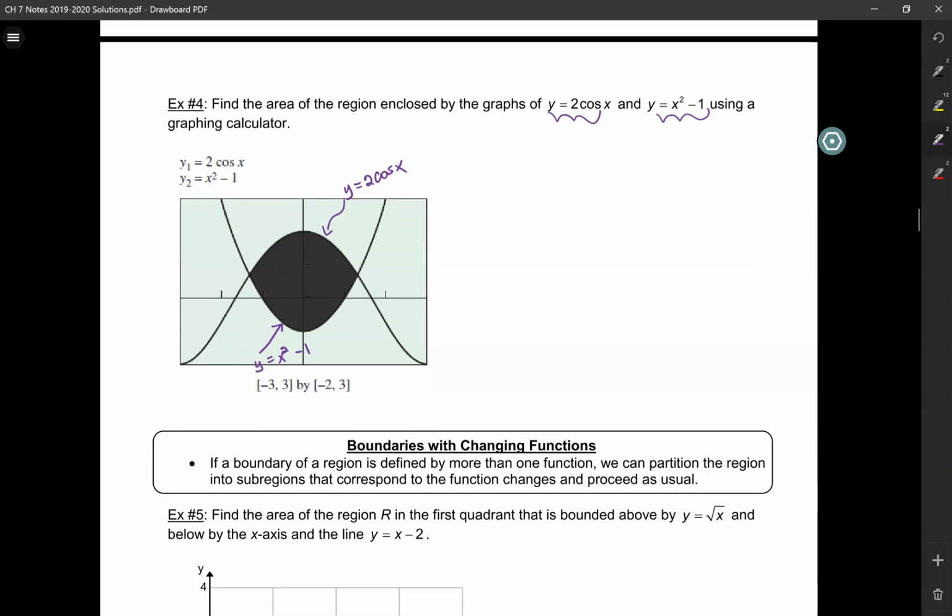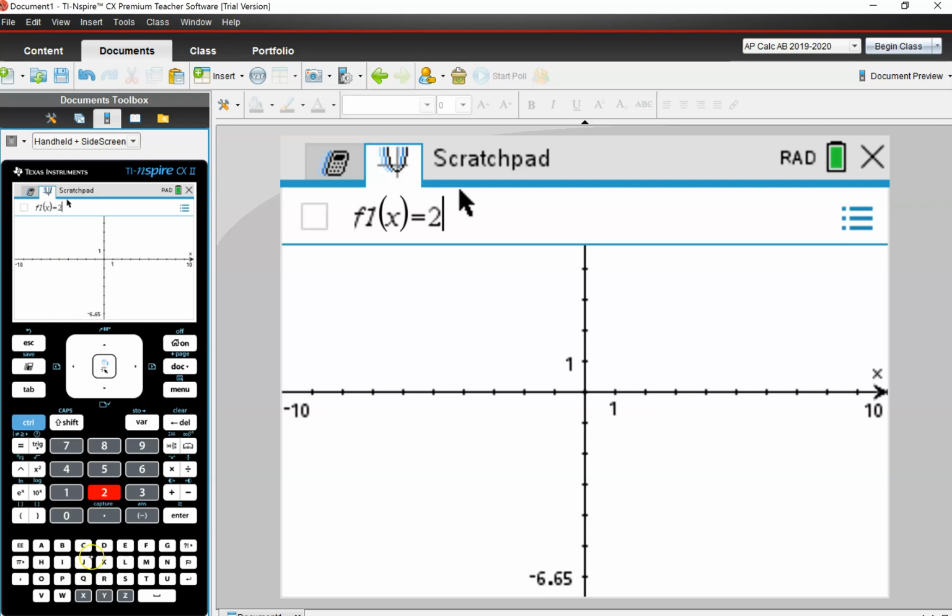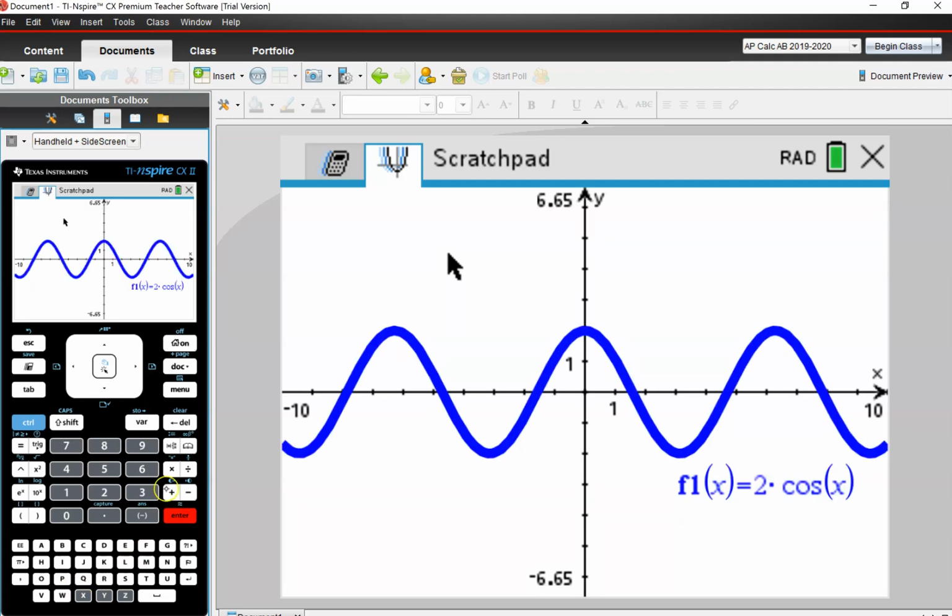All right, so here's what we're going to do now. The area is going to be the integral of 2 cosine x minus x squared minus 1, dx. It doesn't matter because we're going to plug it into the calculator. So why don't we go ahead and plug this into the calculator? Go ahead and take out your calculators. So we're going to have 2 cosine x, and then another one we're going to graph is x squared minus 1.